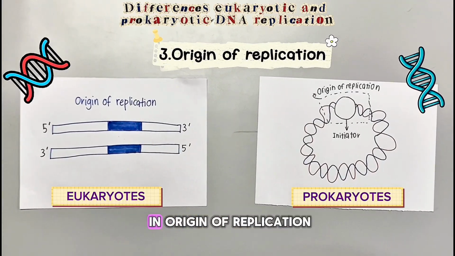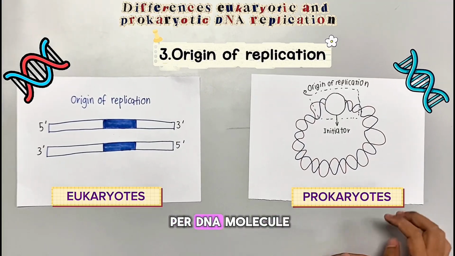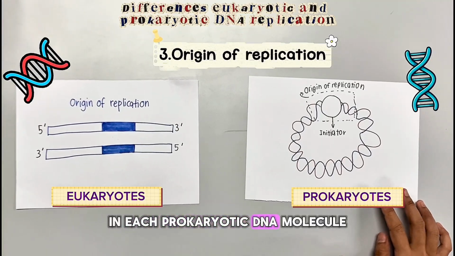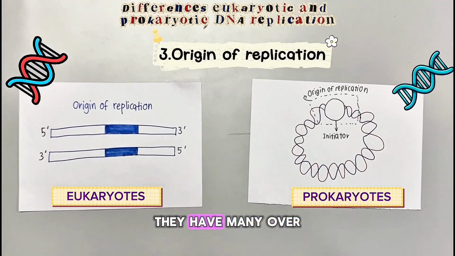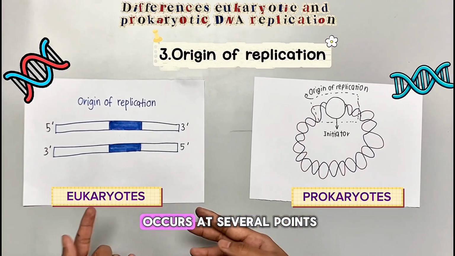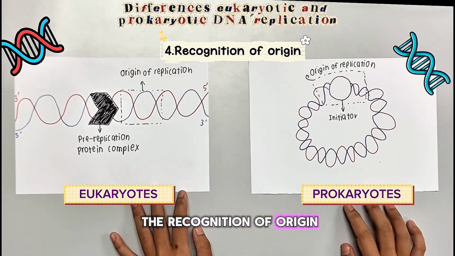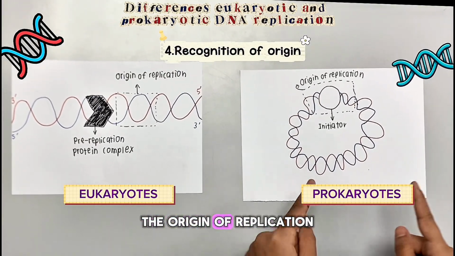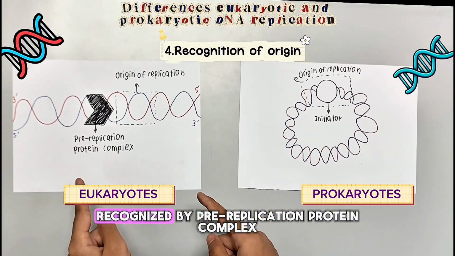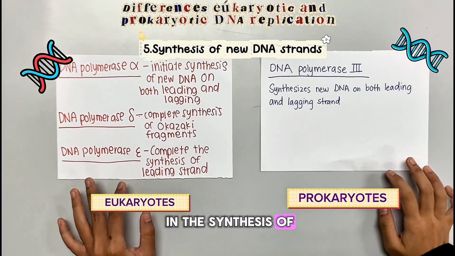Next, they also differ in the origin of replication. Prokaryotes have one origin of replication per DNA molecule, thus replication occurs at one point in each prokaryotic DNA molecule, while eukaryotes have over 1,000 origins in each chromosome, thus replication occurs at several points simultaneously in each chromosome. Then, they also differ in recognition of the origin. In prokaryotes, the origin of replication is recognized by DnaA and DnaB, while for eukaryotes, it is recognized by the pre-replication protein complex.